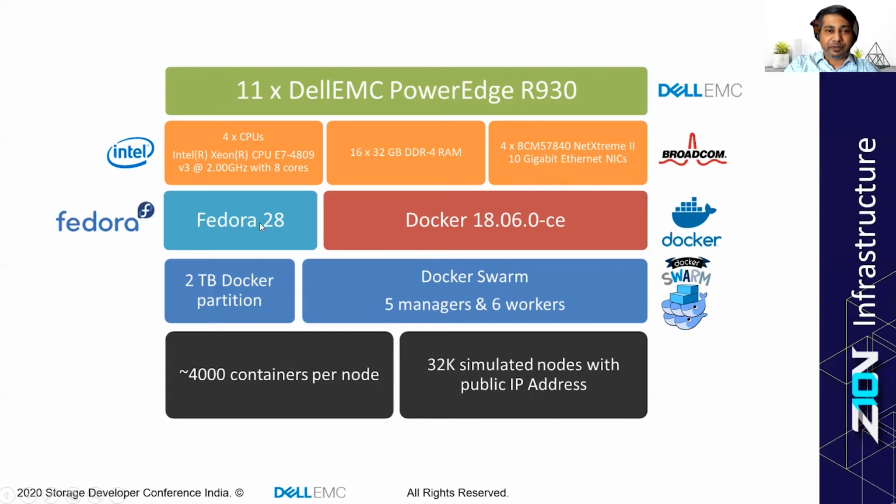Also, in terms of the OS, we're using Fedora 28 and having Docker Community Edition 18.06. Also, what we've tried to do is be able to create a 2 TB partition, which is hosting most of the Docker-related files, be it the DB that we spoke about, or be it the image files, or be it every single simulated database that we have. Okay, and we've used Docker Swarm.